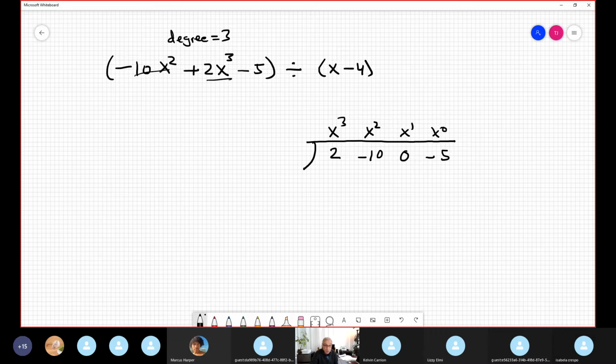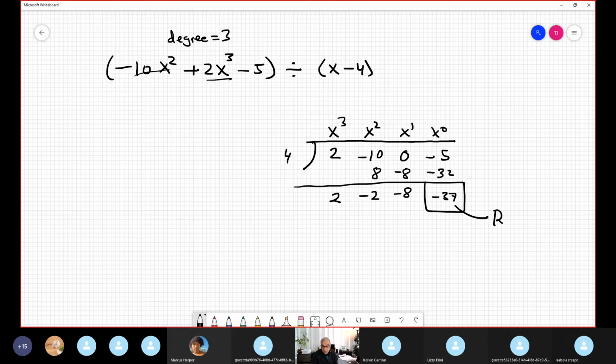And the factor outside is 4, positive, the opposite sign to the factor. Bring down 2 without doing any operation. Multiplication is 8. Subtraction is negative 2. Multiplication is negative 8. And 0 minus 8 is negative 8. And this is 32, negative 32. And the answer is negative 37. And this final number is the remainder. If the remainder is not 0, that indicates that the factor x minus 4 does not belong to this polynomial. Okay, no problem.